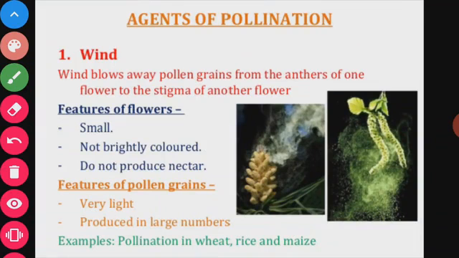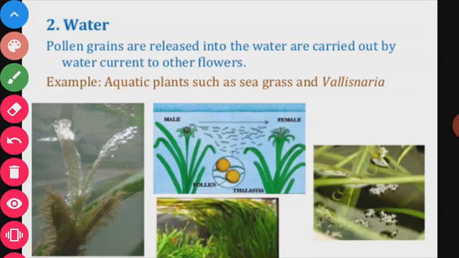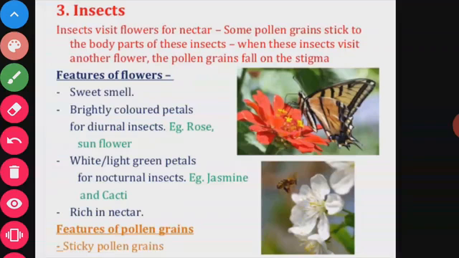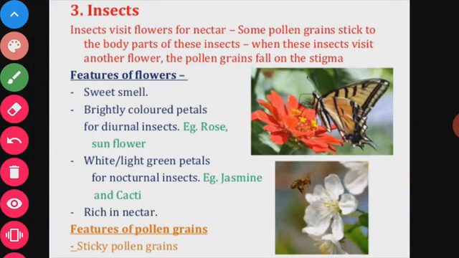There are different agents by which pollination takes place. For the process of pollination, pollen grain have to transfer from the anther to the stigma. So it can take place either by wind, it can take place by water in aquatic plants, it can also take place by insects or some other animals. There are different agents through which the pollen grains are transferred from anther to the stigma.